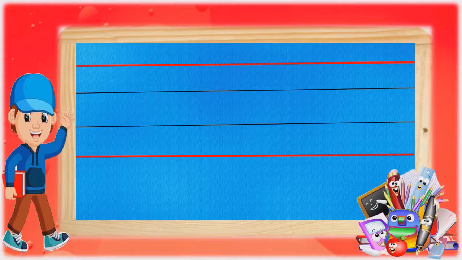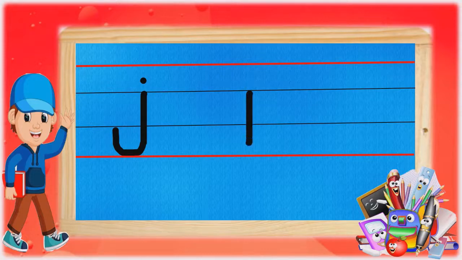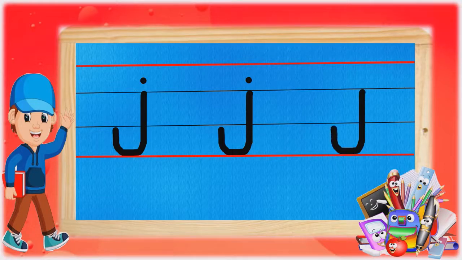Now we will write J, small j. Standing line joining with small curve with dot makes small j. Again we write standing line joining with the small curve with dot makes small j.